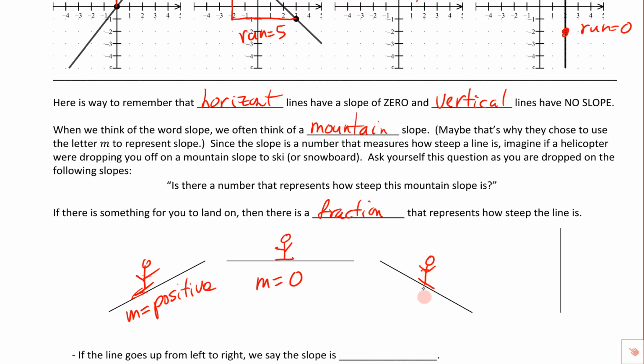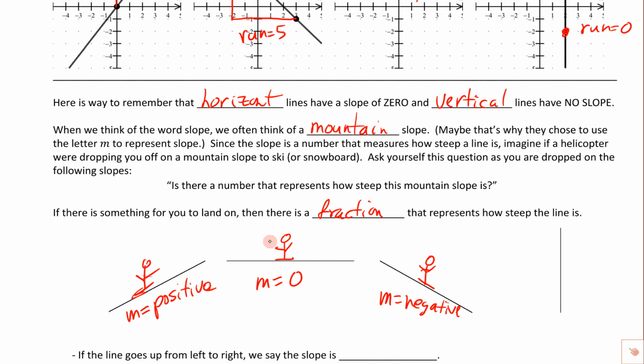There is something for us to land on, so we can start skiing or snowboarding or whatever. Okay, so that slope, if this one's positive going up from left to right, then this one's going to be negative. There's something for us to land on, so there's a number that represents that. That slope would be positive. There's something for us to land on. We wouldn't slide either direction, so that slope happens to be 0.